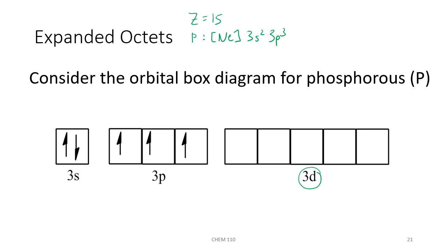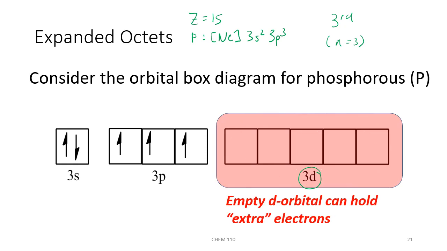Once we hit the 3rd main energy level, where n equals 3, there are 3d orbitals whether an atom is using them or not. So since phosphorus is in the 3rd period of the periodic table, it has those d orbitals that it can use to hold extra electrons if necessary. Therefore, this element could have an expanded octet.